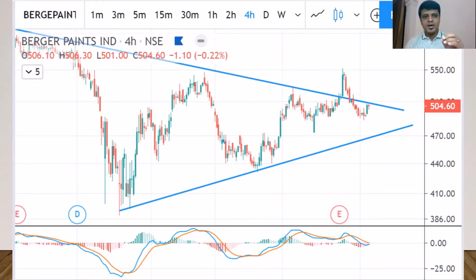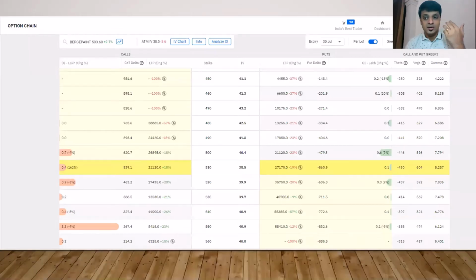My technical chart analysis tells me that Berger Paints is probably going to go from 500 to 550-ish on a breakout. Based on that, I'm looking at getting into an option on Berger Paints, and so I look at the option charts.